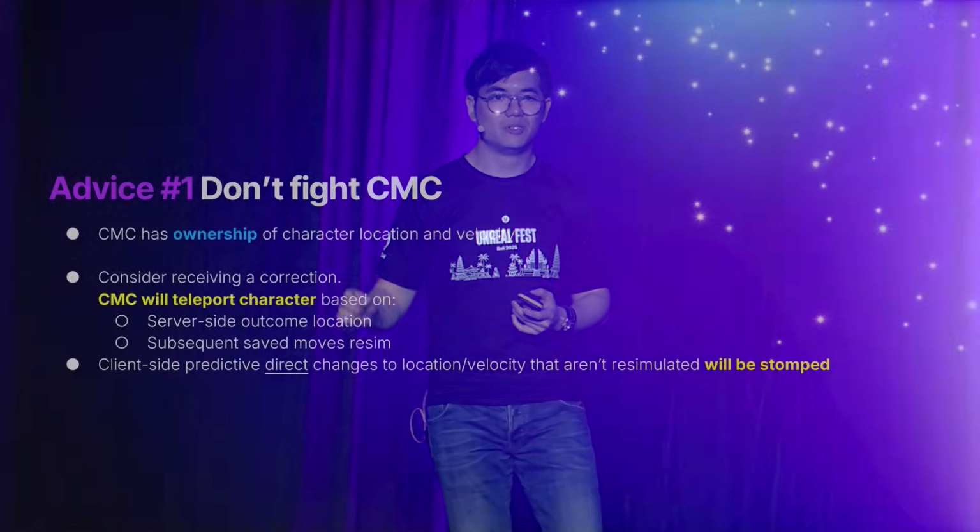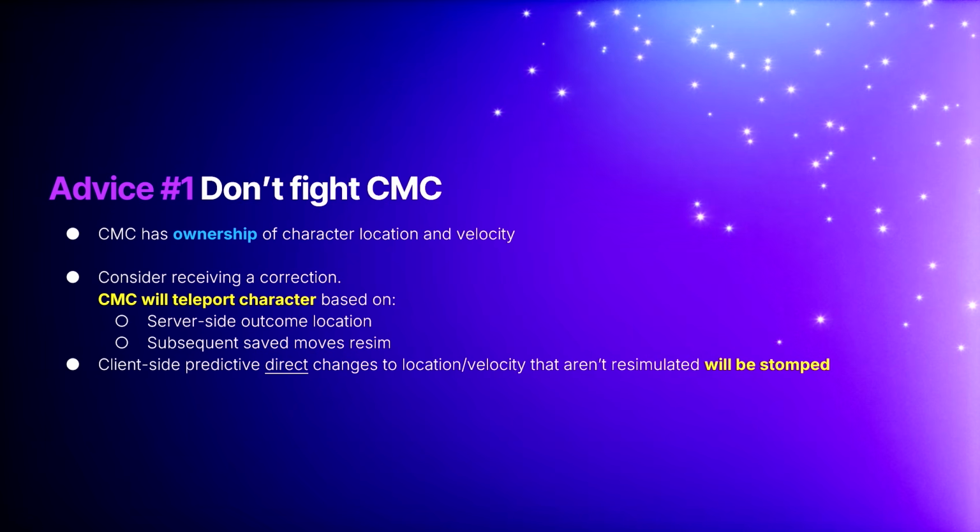Now let's dig into some best practices. So the first thing you want to do is to focus on maximizing your accuracy. A general piece of advice I have is you don't want to fight the character movement component, because consider this. When the client receives a correction from the server, it will teleport the character location to the server-side outcome and then resimulate saved moves. So if you have any effect client-side that isn't re-evaluated in those steps, then that effect will be stomped.